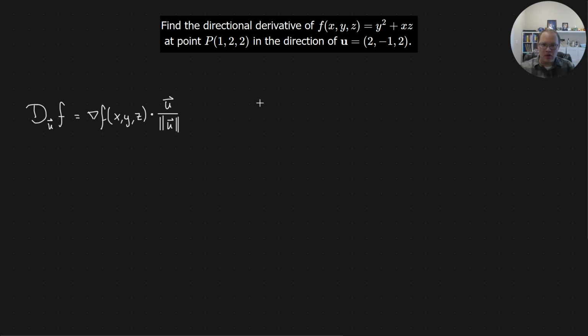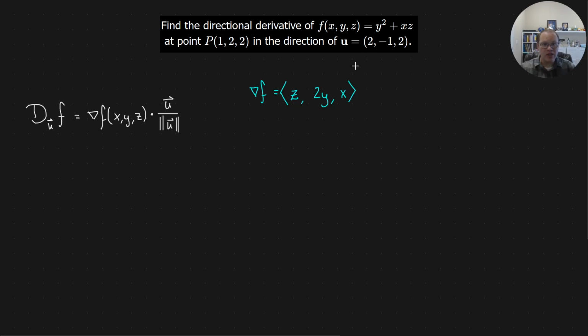So let's start by finding the gradient of f. I should have 3 components for this gradient, right? 1 derivative for each of the 3 variables. Derivative with respect to x is going to be just z. Derivative with respect to variable y is 2y. And derivative with respect to variable z is x. Okay, this is the gradient of f.